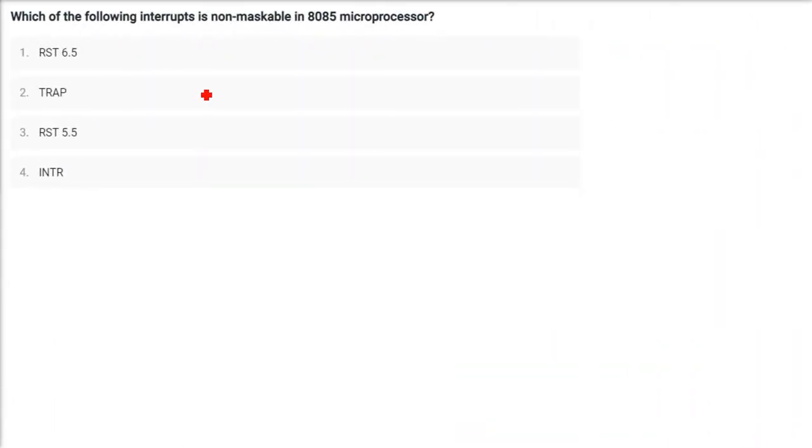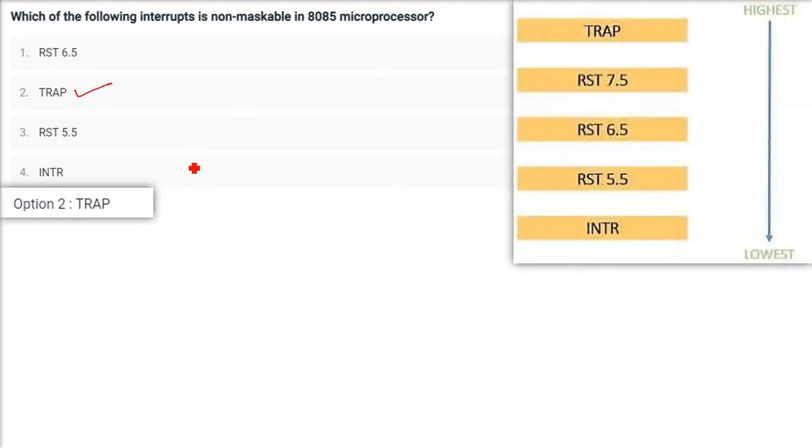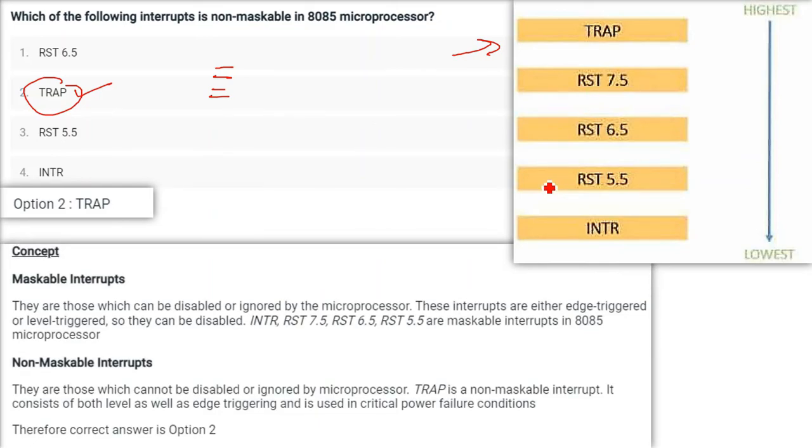Which of the following interrupts is non-maskable in 8085 microprocessor? Non-maskable, again, the answer is trap. There are two types of interrupts, non-maskable or maskable. Non-maskable means you need to address that trap first. Those the microprocessor can avoid are called maskable. The trap has the highest priority, then comes RST 7.5, 6.5, 5.5 and INTR.